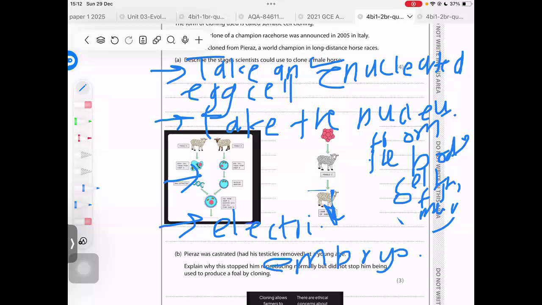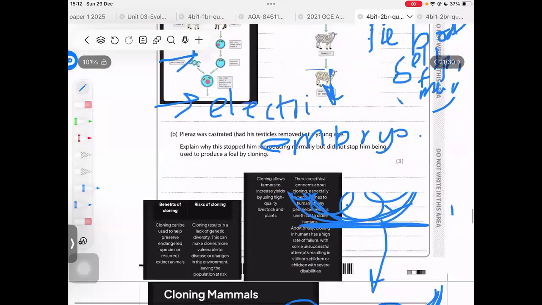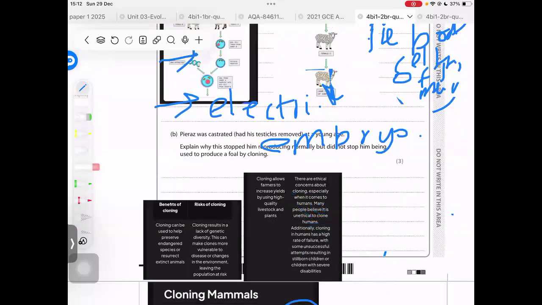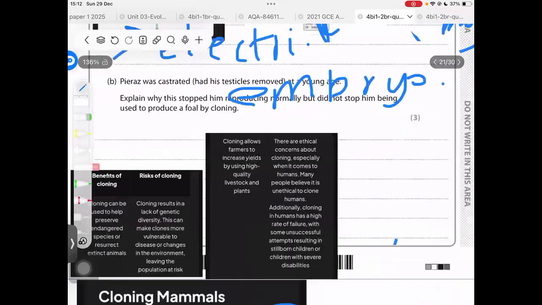Then you can write this embryo is inserted into the womb. That is another point. Of a surrogate mother. The word surrogate should be there. Then only you will be awarded the other mark. The embryo is inserted into the womb of a surrogate mother.